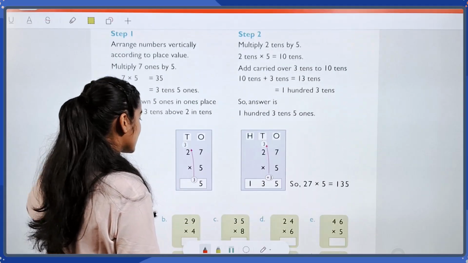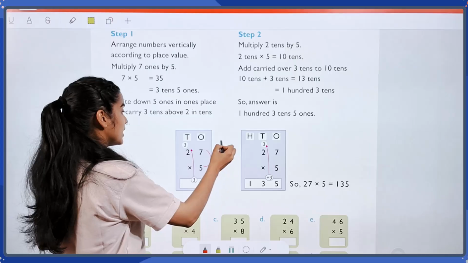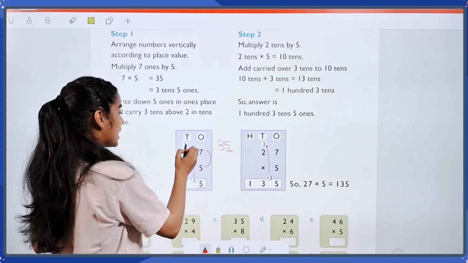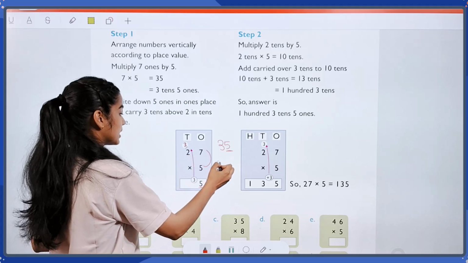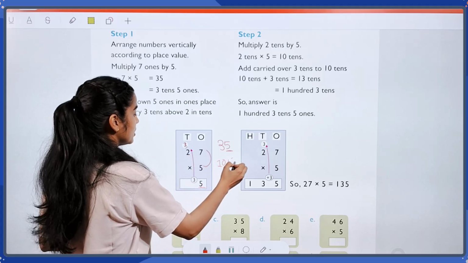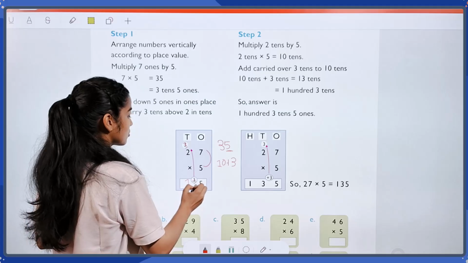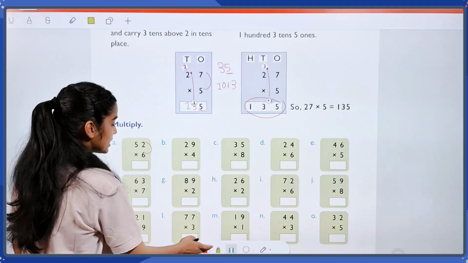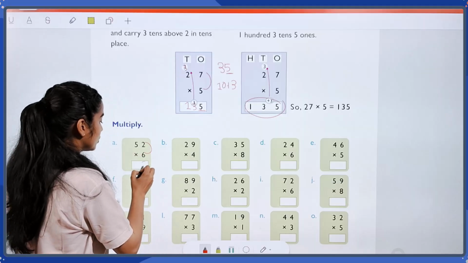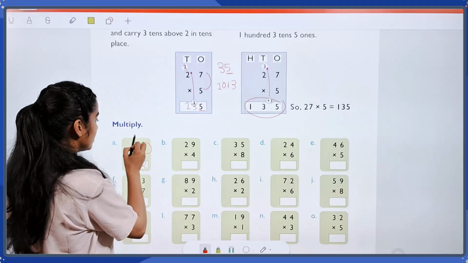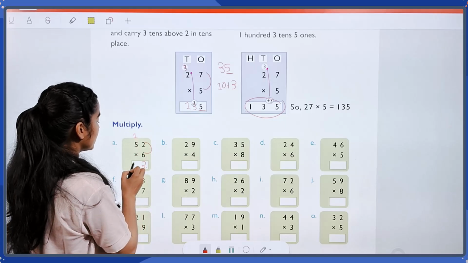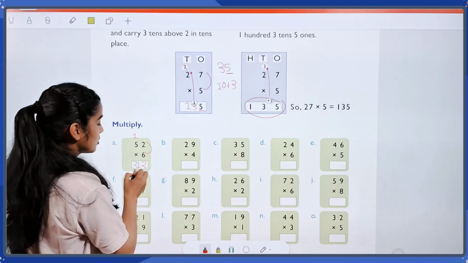Okay students, same. 5 7s are 35. Now you have to write only the last digit 5. 3 should be added. 5 multiplied by 2 is 10. 10 plus 3 is 13. So your final answer is 135. 6 multiplied by 2 is 12. We write only the last digit. Then 1 should be there. 5 multiplied by 6 is 30. 30 plus 1 is 31. So 312 is your answer.